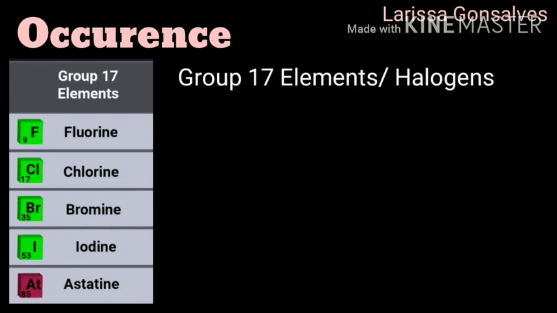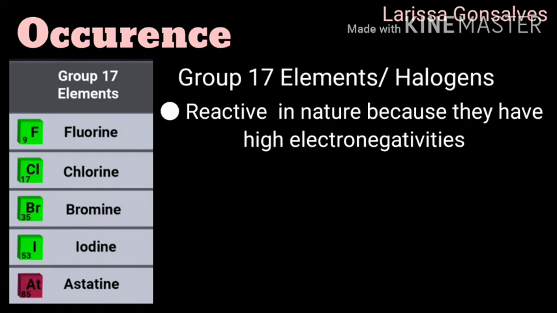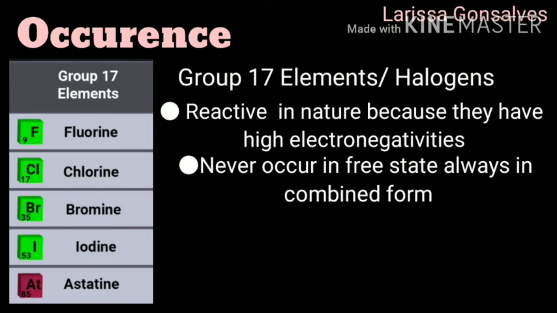Halogens are very reactive in nature because they have high electronegativities. Now how do they get this electronegativity character? Because they take electrons and they get that minus sign which makes them electronegative. They can accept electrons from other elements. Halogens never occur in free state. They are always in the form of compounds, which means they are not freely available and they will be present only in combination with some other element.